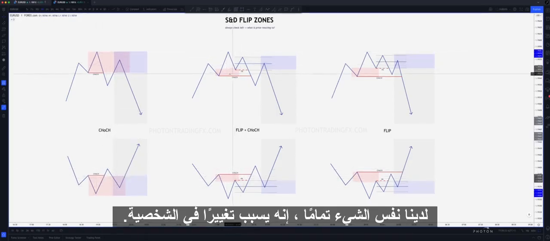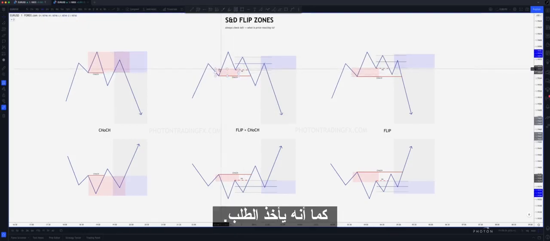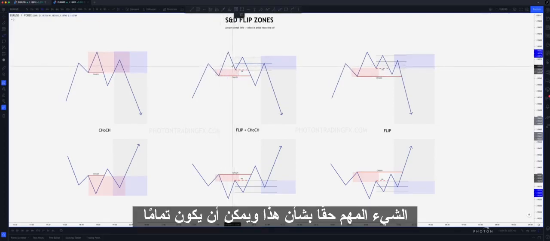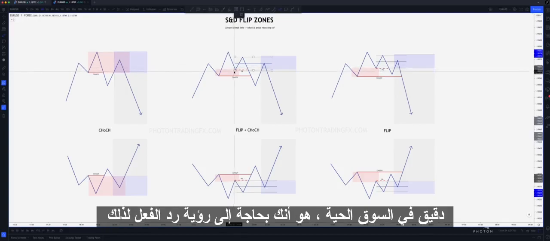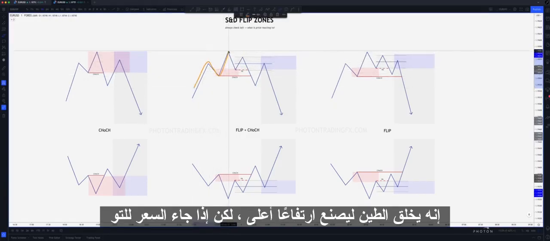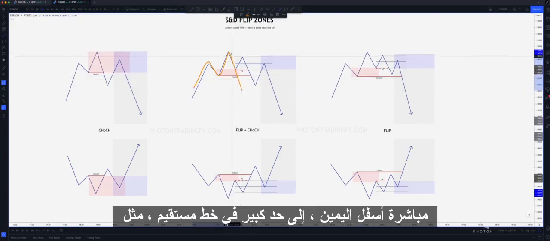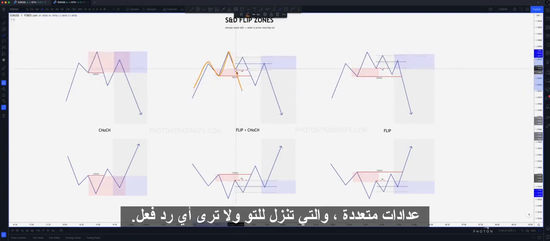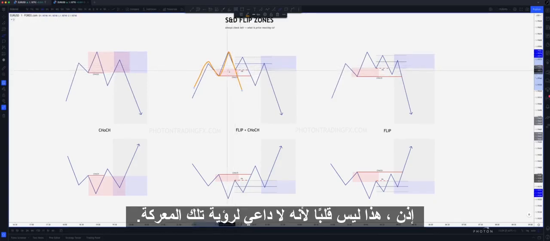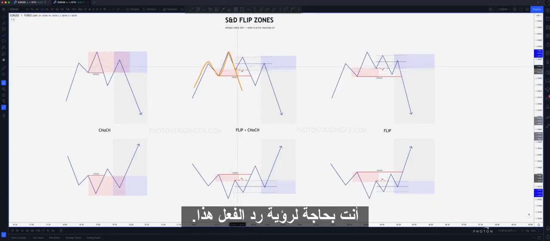Here we have the exact same. It does cause that change of character, but it also takes out demand. Now, how do we know? The really important thing about this, which can be quite subtle in the live market, is that you need to see the reaction for it to be a flip. Because if price comes up, yes, it creates demand to make a higher high, but then comes straight down in multiple candles and you don't see any reaction, then that is not a flip. You need to see that battle, that reaction.